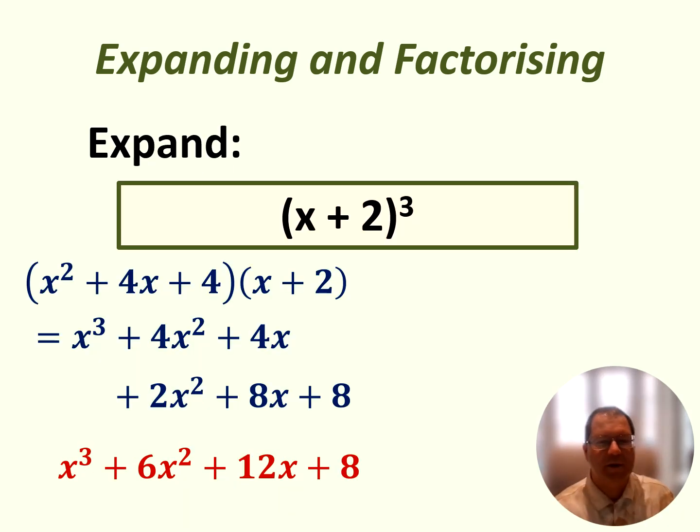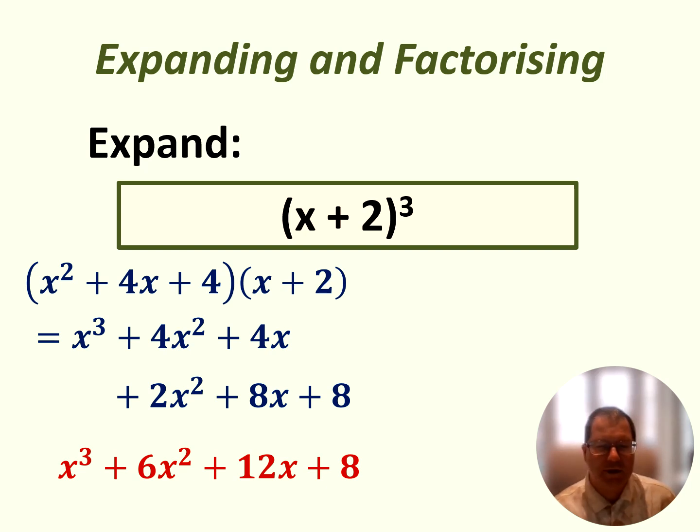In this question, we've been asked to expand x plus 2 cubed. Now you do get asked to expand 3 pairs of brackets at GCSE, but they do tend to be different brackets. In this case, we're timesing x plus 2 by itself 3 times. So I've started off by doing x plus 2 times x plus 2, which is x squared plus 4x plus 4. Then I've multiplied everything in that bracket by x, and I've also multiplied everything in that bracket by 2.